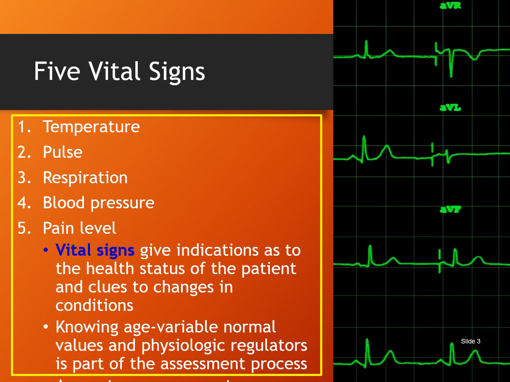So 5 vital signs: temperature, pulse, respiration, blood pressure, and pain. Pain is the 5th vital sign. It's referred to that way because they used to not ever consider pain as being a vital sign. So it used to always be 4 vital signs. And then, I don't know how long ago, but it's not been too long ago, they started calling pain the 5th vital sign. Vital signs basically give us an idea of what the health status of the patient is.